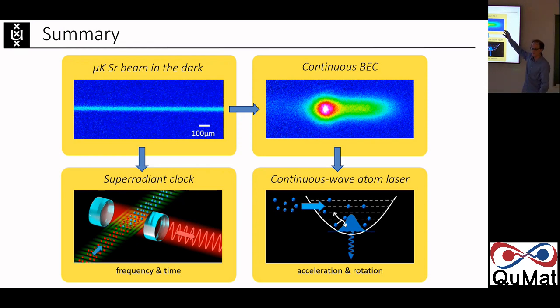Yeah, we made a BEC that lasts for as long as we want. We have the ambition of making a continuous atom laser out of it, which would be really good for atom interferometry. We also have this continuous microcoherent beam, which is also already great for atom interferometry. Perhaps we will build a gyroscope with it one day. Currently, we are trying to build superradiant clocks.